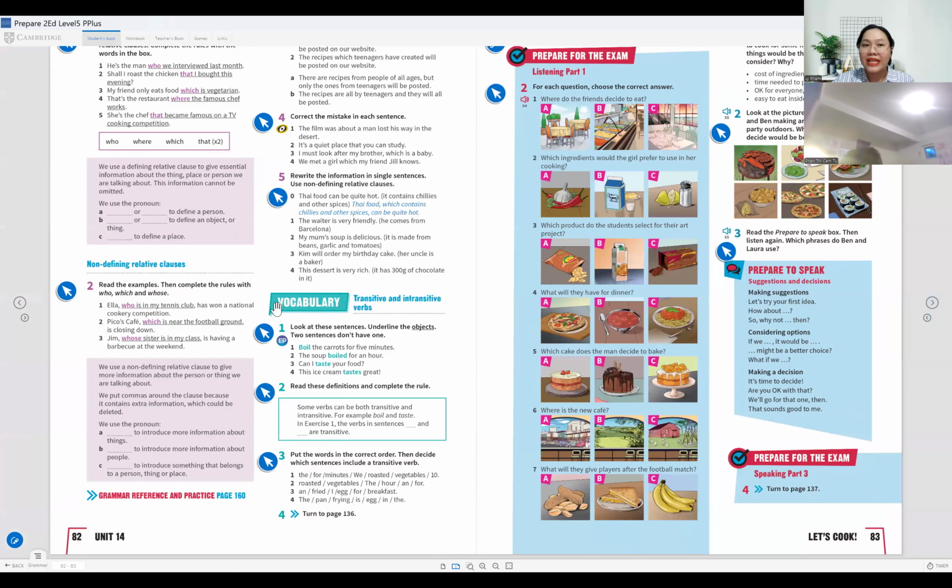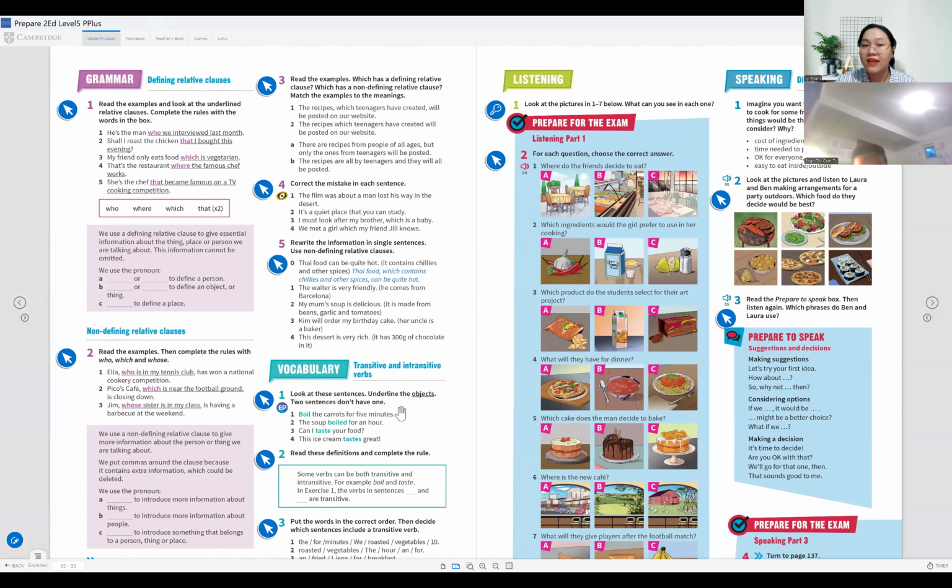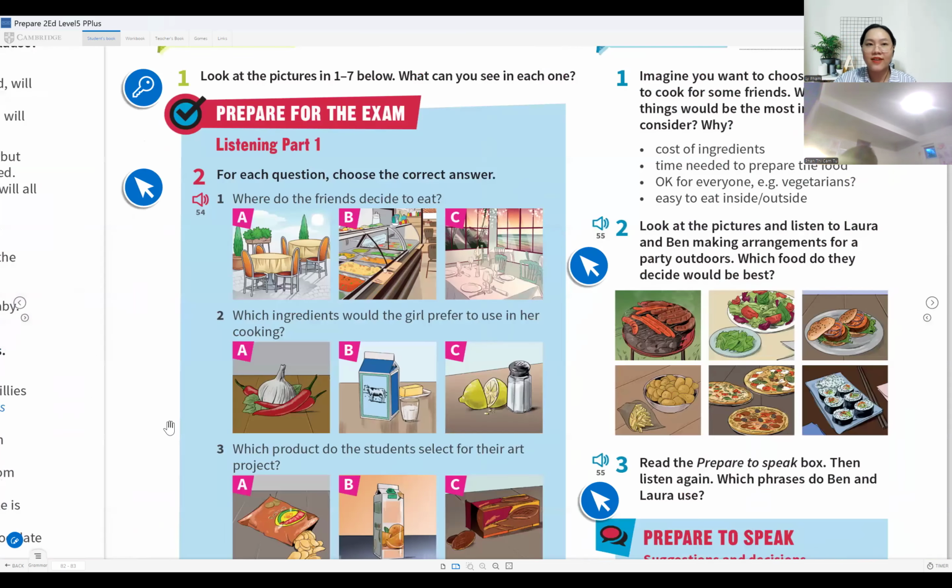Anyway, about the theory, do you have any questions? No, right? Don't worry, I will send you a summary of the grammar point here in the vocabulary part. Now, let's move on to the next part.